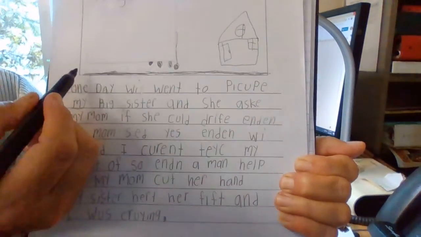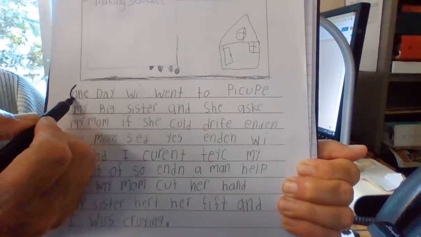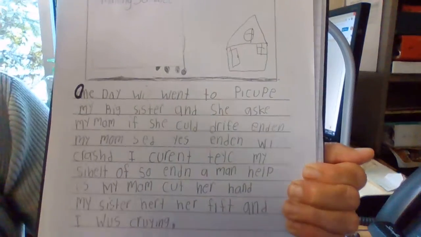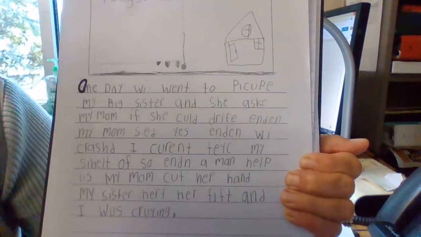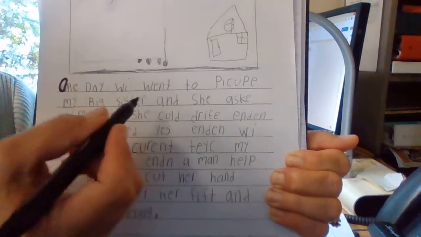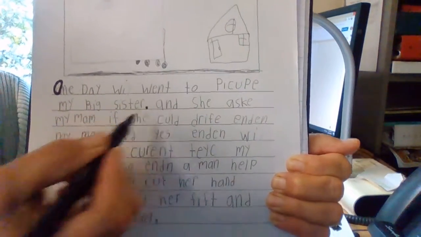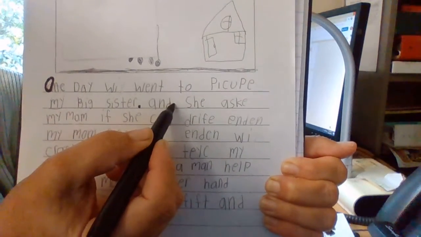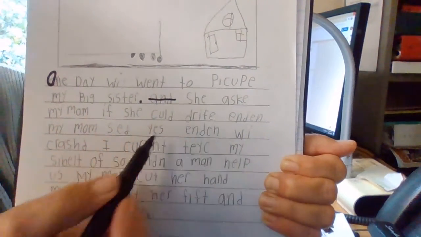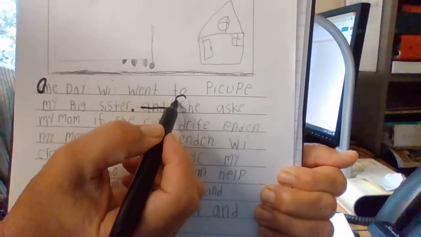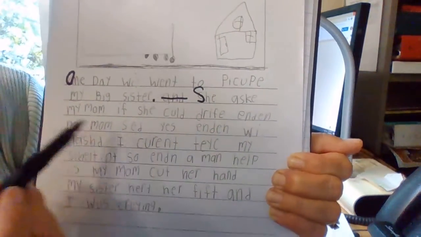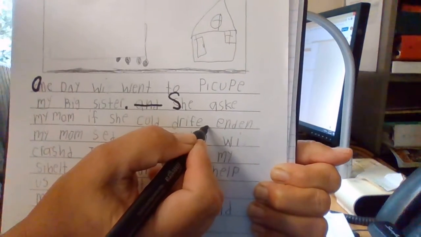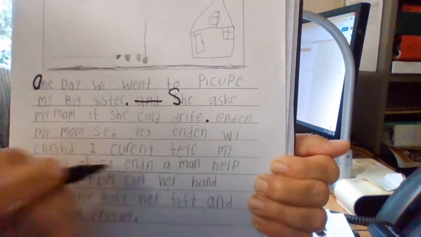So the very first thing we need to do is put a capital O. That's a capital O. Kind of crooked, but it's a capital O. So it says, one day we went to pick up my big sister. That's where we're supposed to put our period because our thought ended. We're going to get rid of this and start a new sentence with a capital S. She asked my mom if she could drive. That's a complete thought, so we're going to put a period.